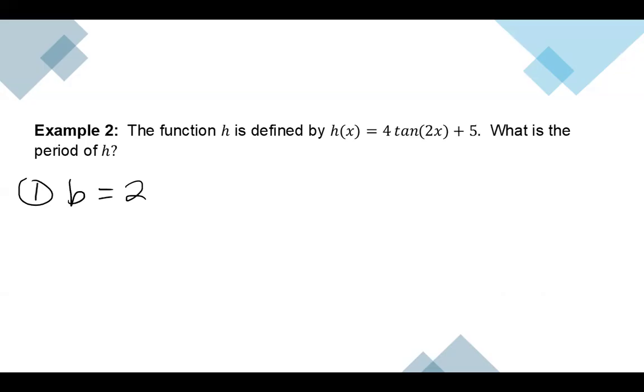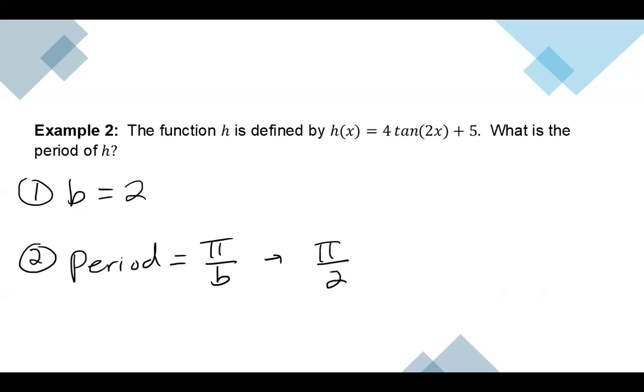Okay, once you know your b, you're plugging it in the rule. Period equals pi divided by your b. We know our b, so therefore our period is pi divided by 2. Okay, these are the type of questions that could potentially be on your non-calculator part of the test. It is basically based off of you just remembering the rule for period, the definition of period of tangent. Okay, the math to it is not hard. It's just do you know what you're doing? Make sense? All right.